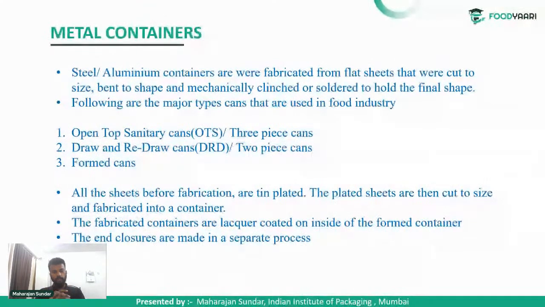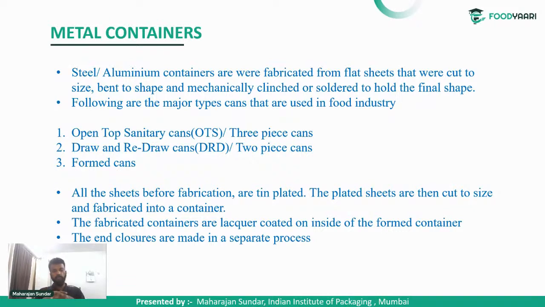Metal containers are generally made of steel. These steel plates are tin coated. Okay, this tin plated steel will be used in manufacturing of metal containers. The metal containers are classified into three types. It is open top sanitary cans, also known as three-piece cans, and draw and redraw cans, also known as two-piece formed cans.